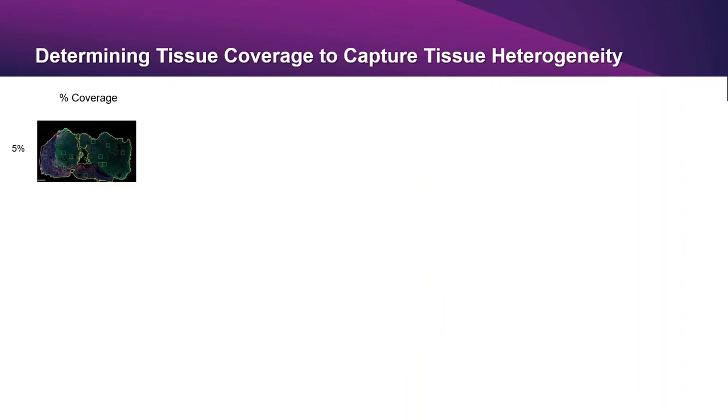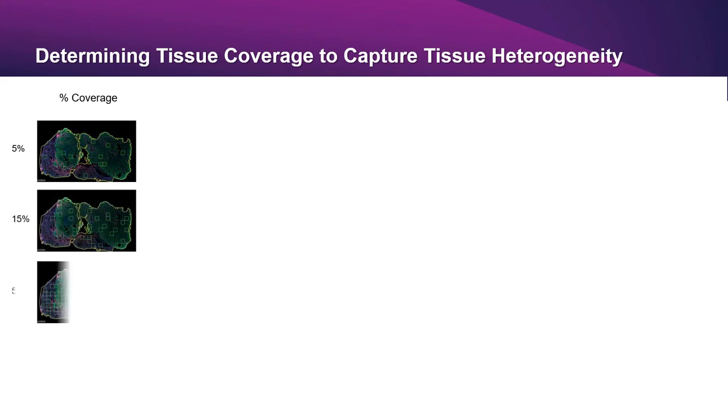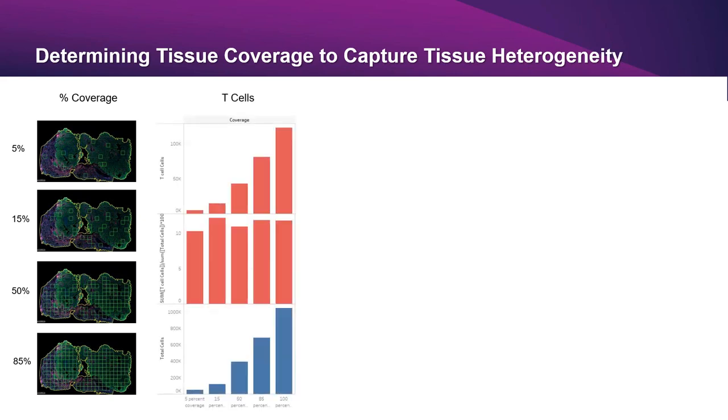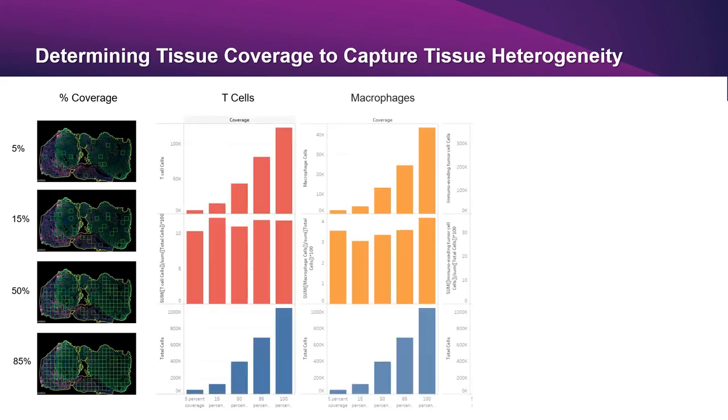To see if we could estimate the amount of tissue coverage needed, we ran a first pass on the NSCLC sample we had. Here, the amount of tissue coverage was sampled at 5, 15, 50, and 85%. The regions of interest were fixed in size and were generated randomly within the primary whole tissue annotation. Two relatively abundant targets were chosen, T cells and macrophages.